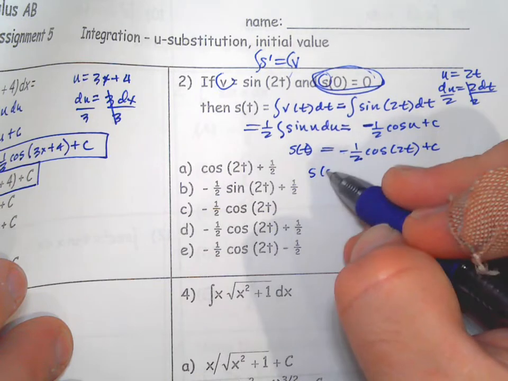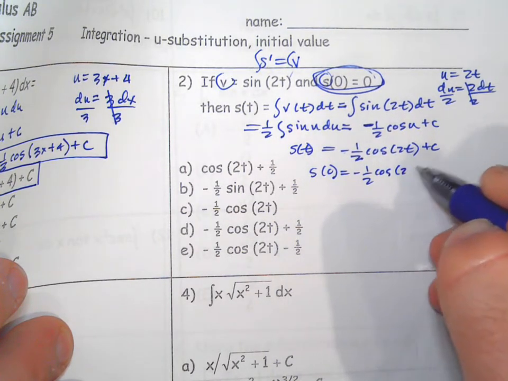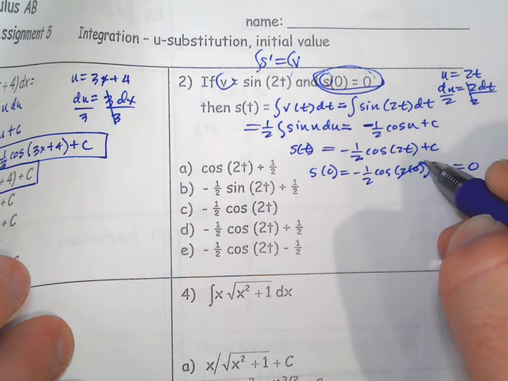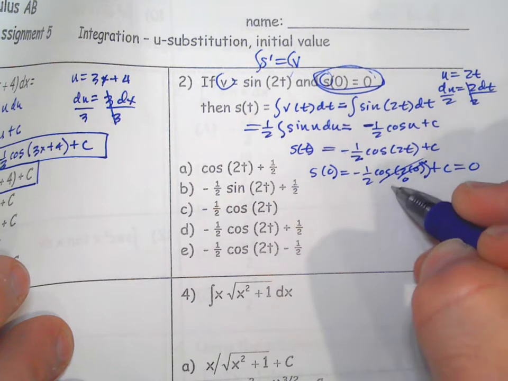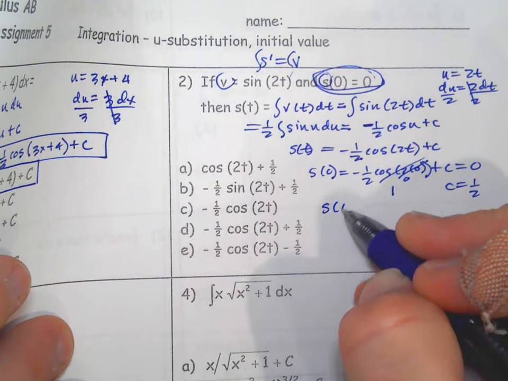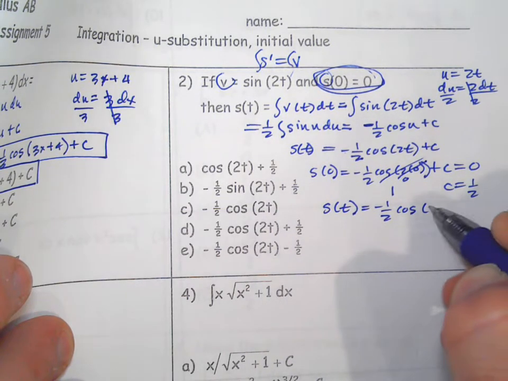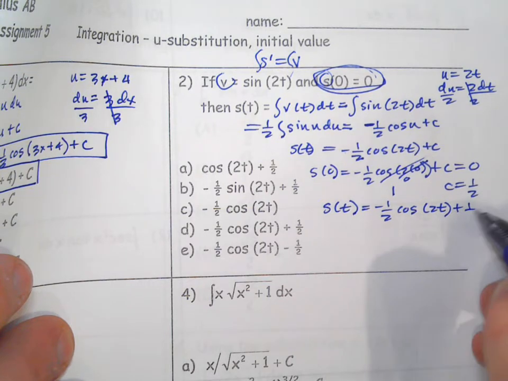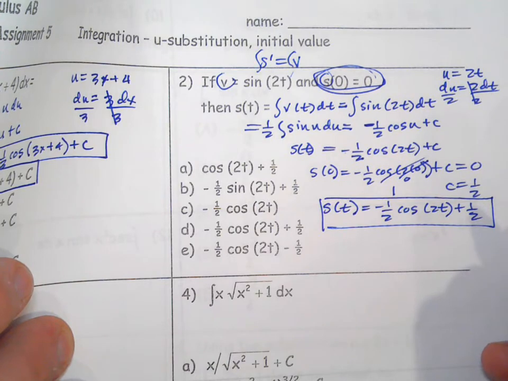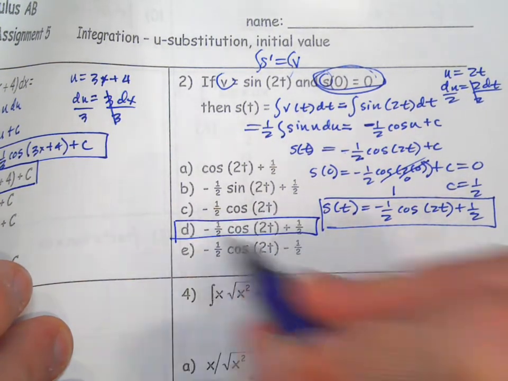So if you plug 0 in, it should come out to 0. Now cosine 0 is 1. So c equals positive 1/2. So the equation should be negative 1/2 cosine of 2t plus 1/2. So we find the c values in the initial condition. Negative 1/2 cosine 2t plus 1/2. Looks like you answered D.